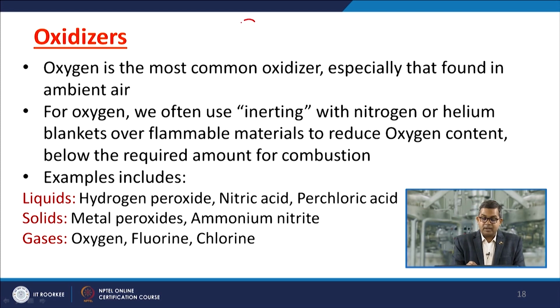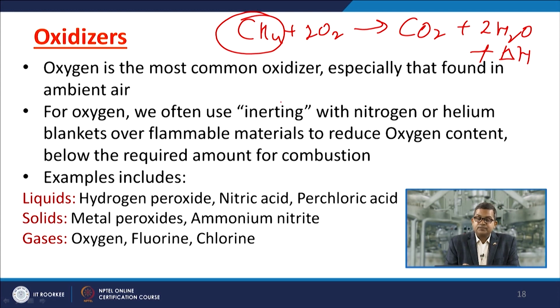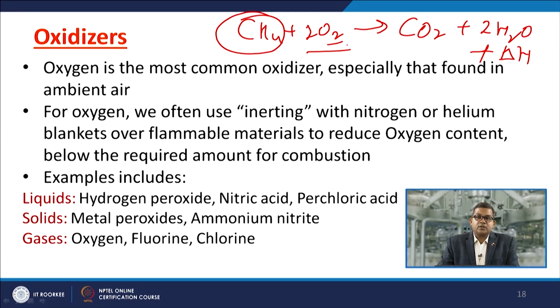Go back to the previous example of CH4 plus 2 O2 gives CO2 plus 2 H2O plus delta H. Now, for 1 mole of CH4, if the availability of oxygen is, say, 1 mole, then definitely there would be no fire, because the mixture is too lean to combust. So it is essential that oxygen must be present in sufficient quantity, whether you are taking the fire in a positive manner or in a negative manner.